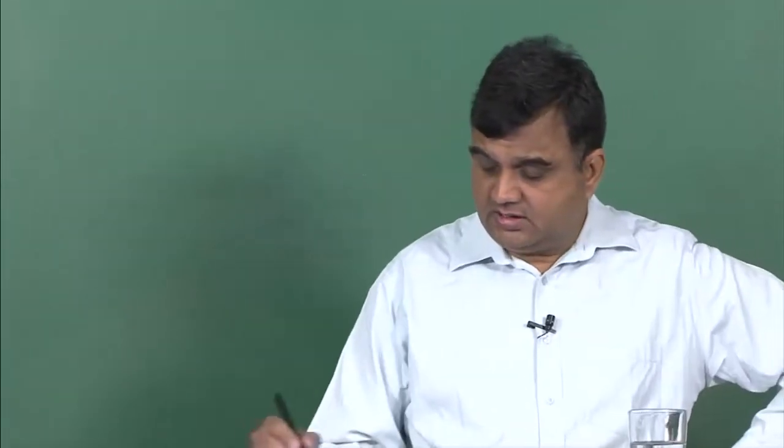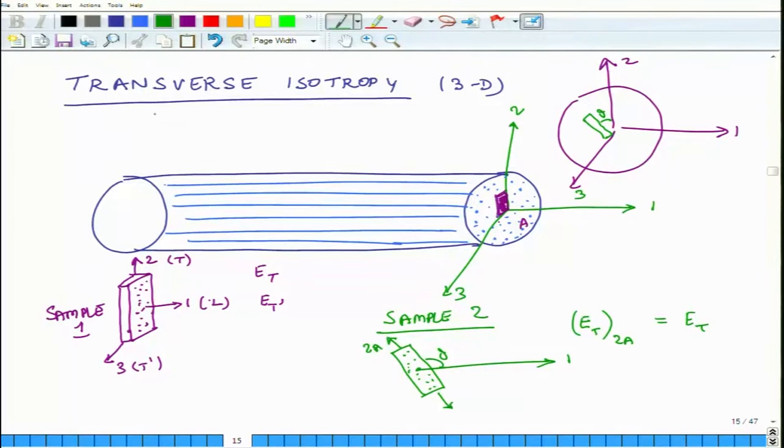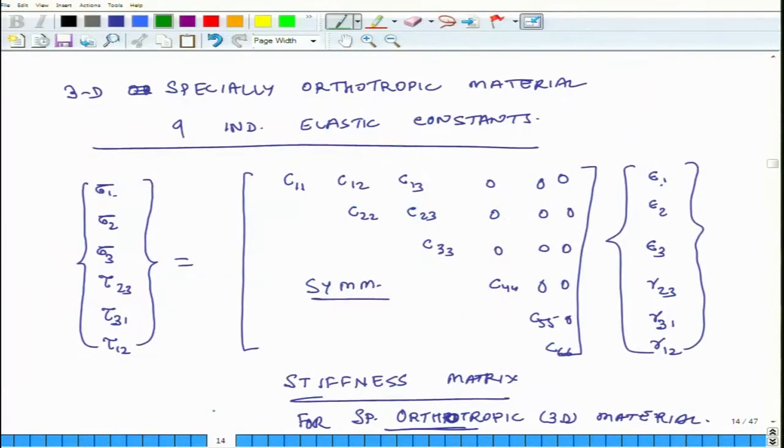Which means that the material is isotropic in TT plane. That is why it is called transverse isotropy, or transversely isotropic. And if the material is transversely isotropic, then we have to go and see what further simplifications we can make. So, if the material is transversely isotropic, then what does that mean?